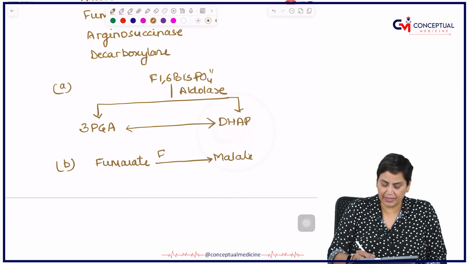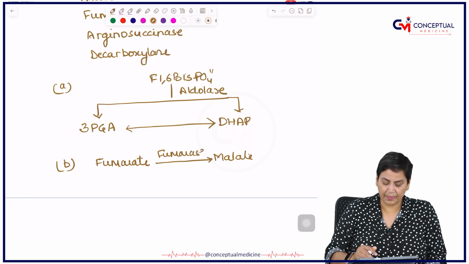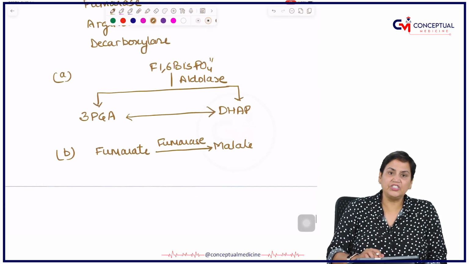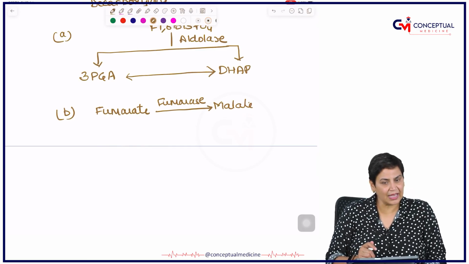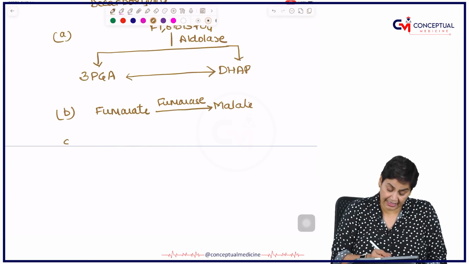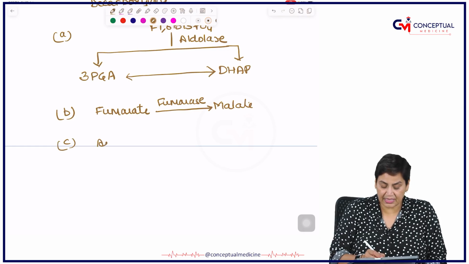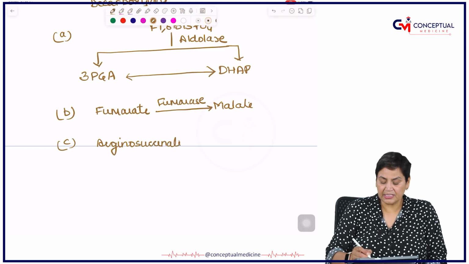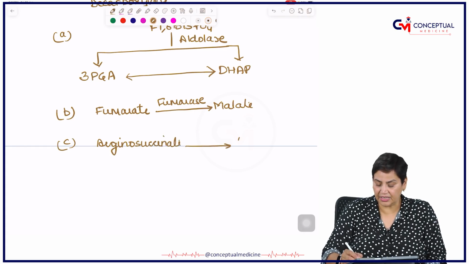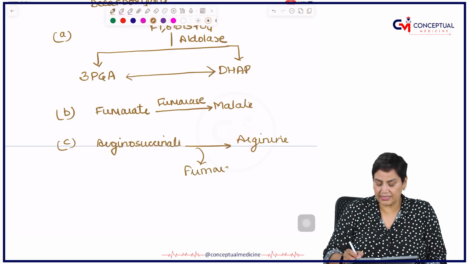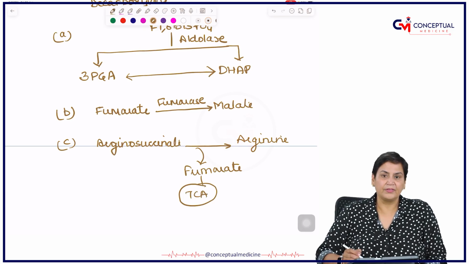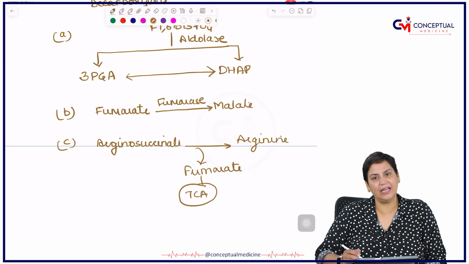So this is again splitting up. Then argininosuccinase, this is an enzyme of the urea cycle, and this is again a very important reaction in which argininosuccinate splits up to form arginine, which further forms urea, giving out fumarate, which is a link to the TCA cycle. So here the enzyme is argininosuccinate lyase.